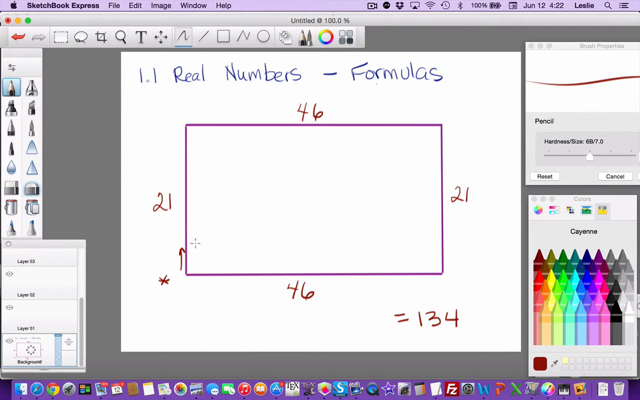What happens if I add the two short sides, the two widths together first? 21 plus 21, this width and this width. And then afterwards, add the 46 and the 46. 21 plus 21 is 42, and 46 plus 46 is 92. Add those two together, and we still get 134. So again, I can add in any order. Why is that important?